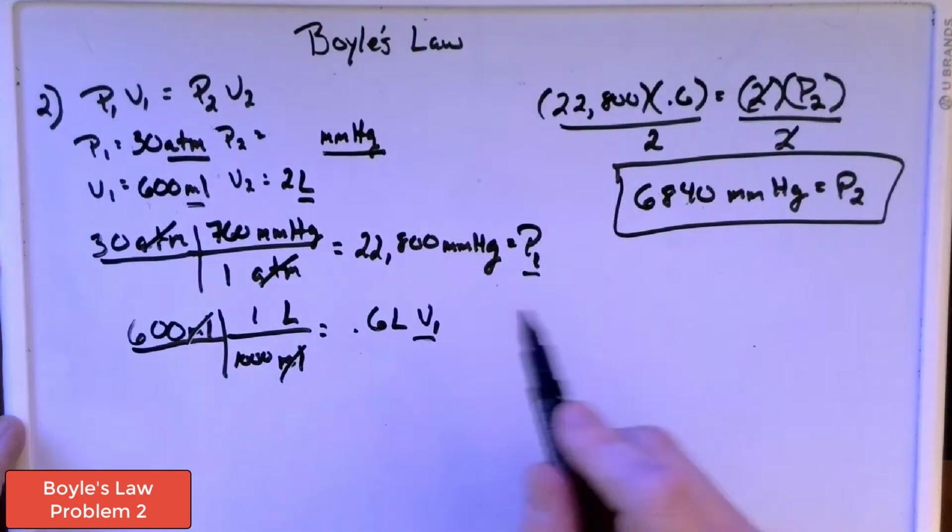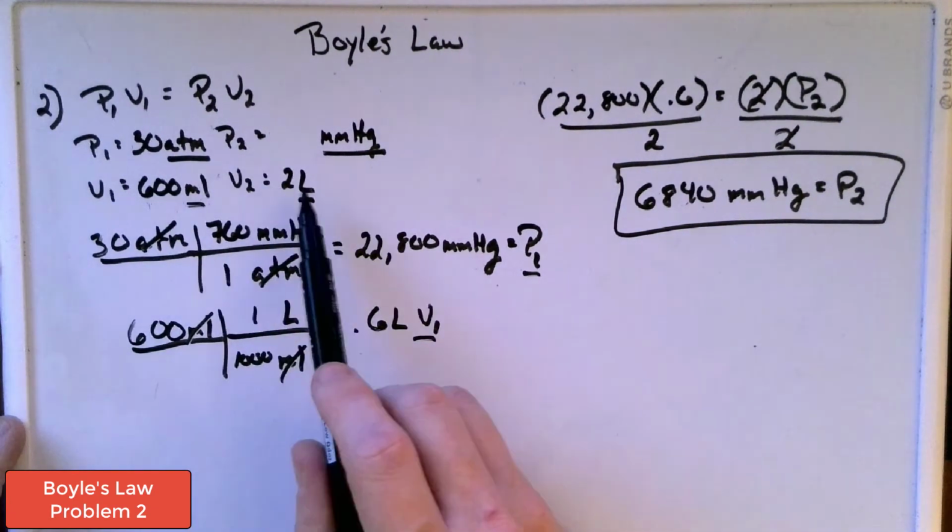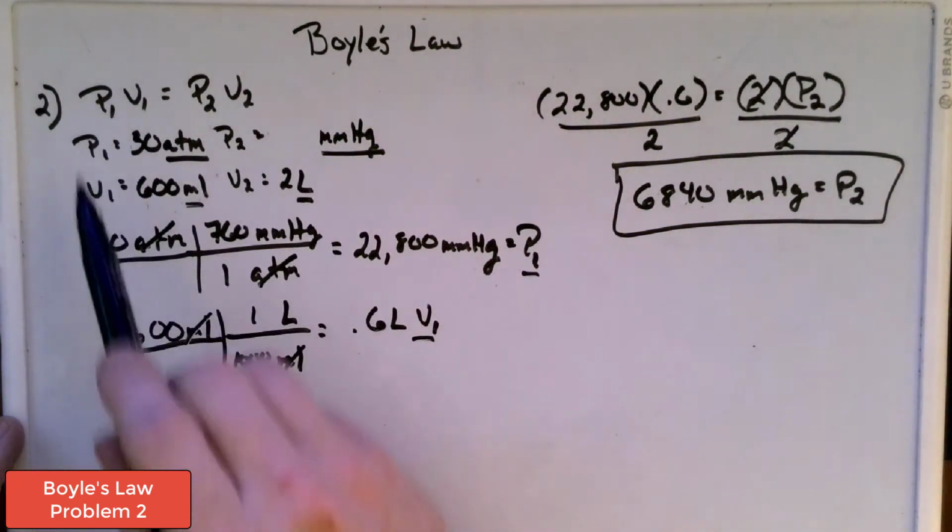This problem was all about making sure that our units matched. We converted atmospheres to millimeters of mercury and milliliters into liters and used those as our new pressure 1 and volume 1.